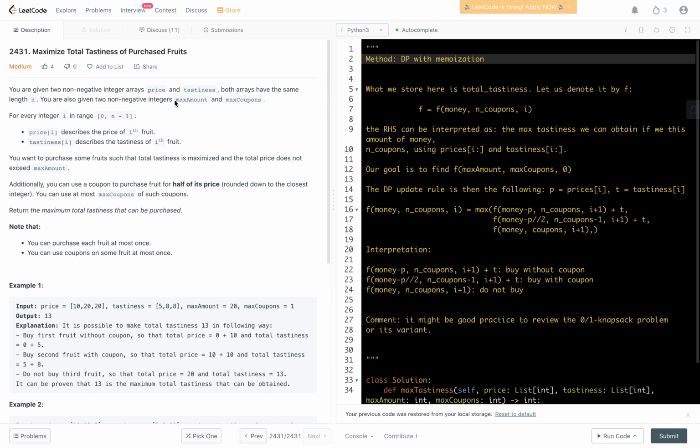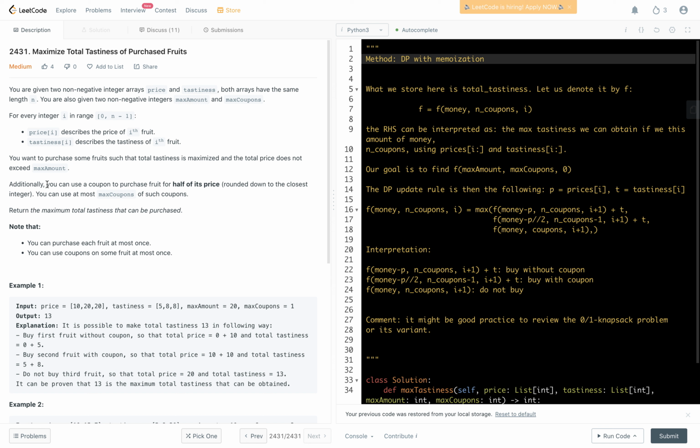So we are given two non-negative integer arrays, one is price and the other is tastiness. Both arrays have the same length m. We are also given two non-negative integers, max amount and max coupons. So here, price[i] describes the price of the i-th fruit, and tastiness[i] describes the tastiness of the i-th fruit.